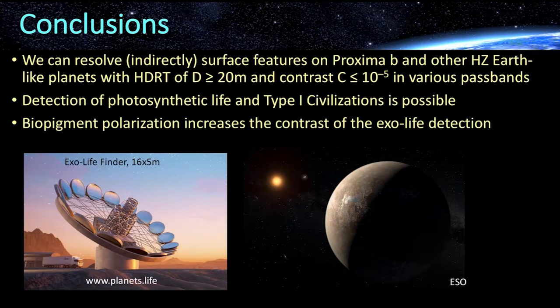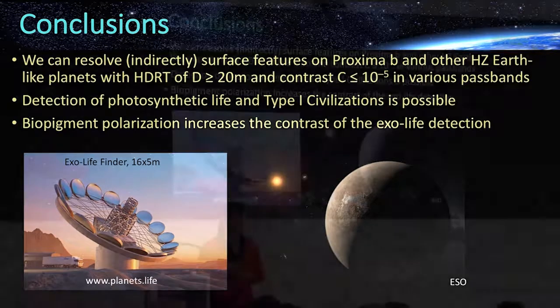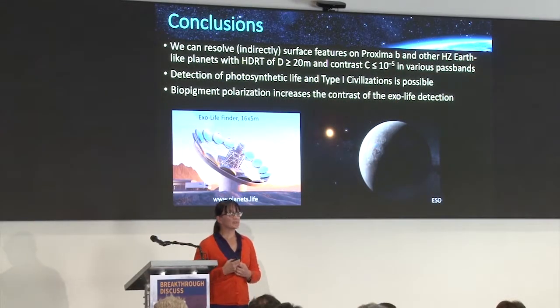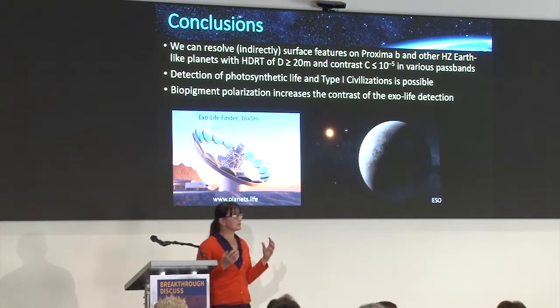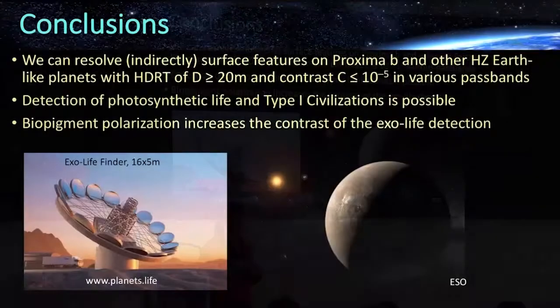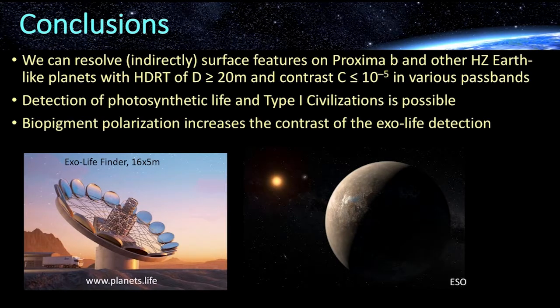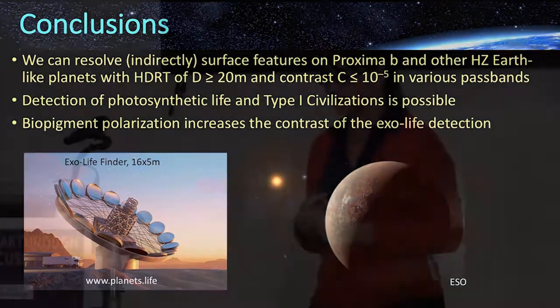So here are my conclusions: yes, we can resolve the surfaces of the planets indirectly. We can see oceans and continents. Once we resolve it, we no longer suffer from integrated light. How can we decide whether there is life or not in this integrated signal? We can look precisely at different places on the planets and analyze spectra from these different places. And biopigment polarization will help us increase the contrast of such detection.